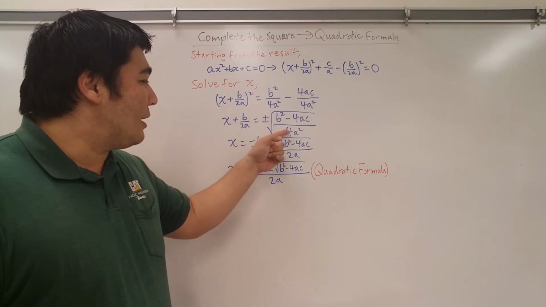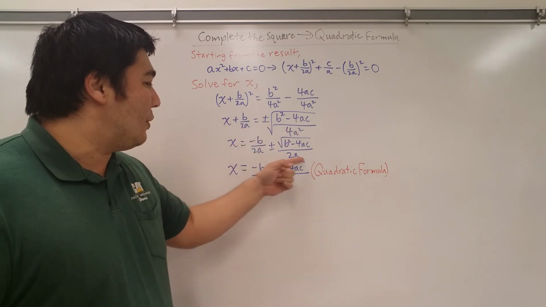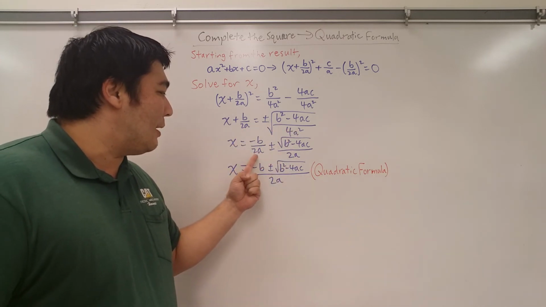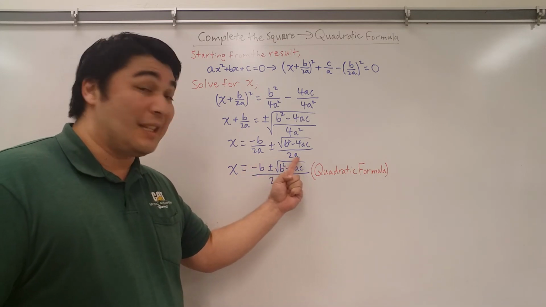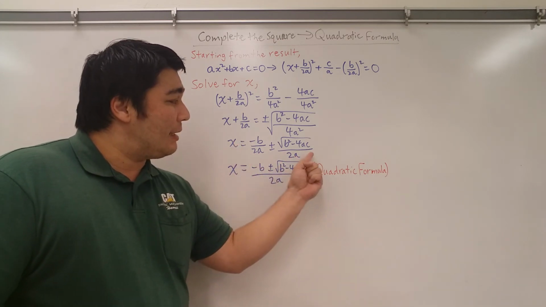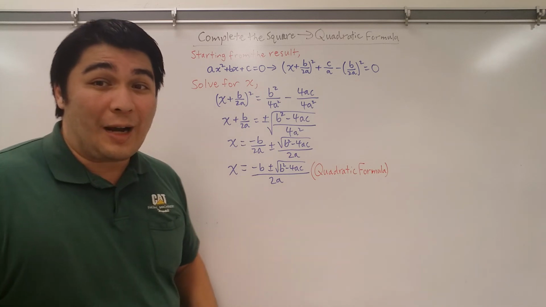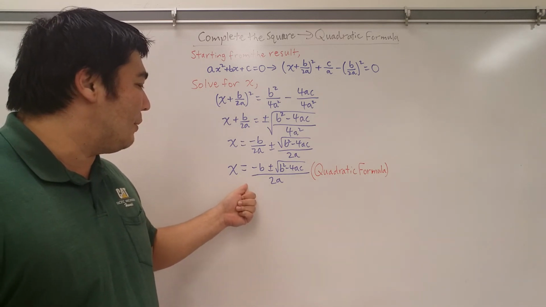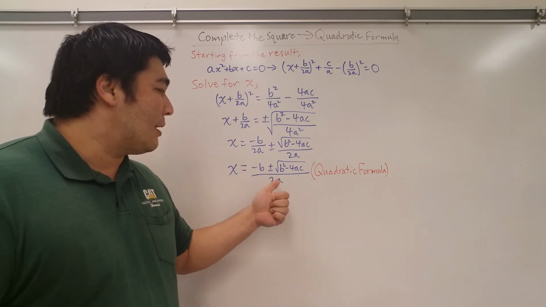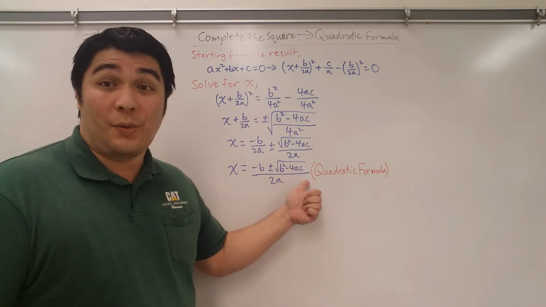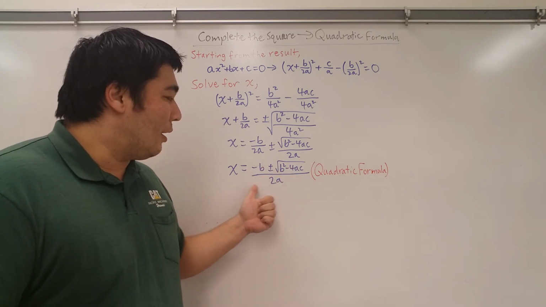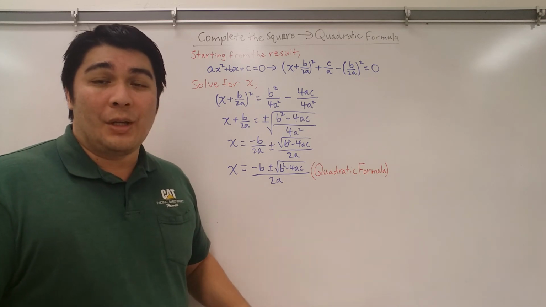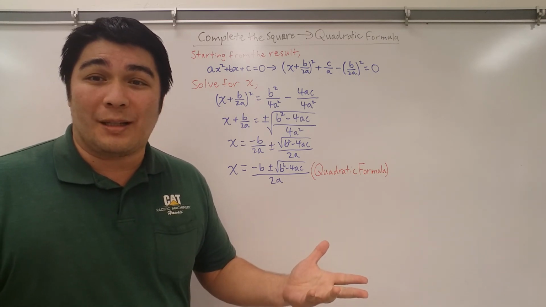The square root of 4a squared is just 2a, and as we notice, there's a 2a in this denominator and a 2a in this denominator, so I can combine them into one single fraction, which is x being equal to negative b plus or minus the square root of b squared minus 4ac, all of that over 2a, which is exactly what the quadratic formula is.